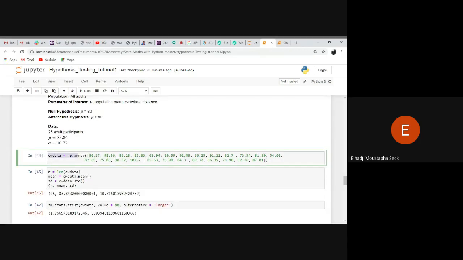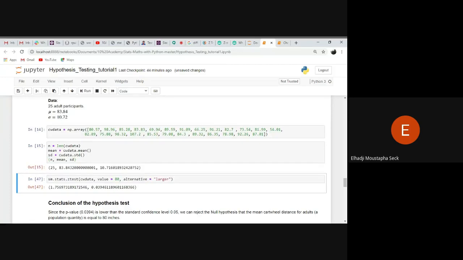So let me just convert this thing into a NumPy array, and I have this. When I compute the standard deviation, this is the total number of elements that I have. This is the mean, you can see the mean here, and this is the standard deviation that I have here. So this is the thing.